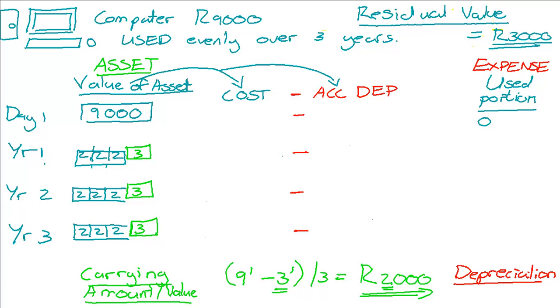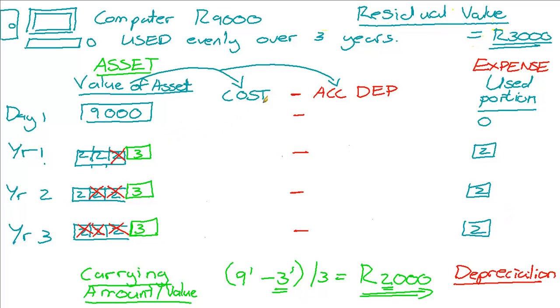Right, then in year 1 we're going to use the first 2,000 Rand. So there goes my first 2,000 Rand. My used portion is 2,000 Rand. In year 2 we're going to use the second 2,000 Rand as well. So there goes my second 2,000 Rand. It is now being used. And finally in the last year we are going to use the last 2,000 Rand. So I will be left with another 2,000 Rand that has been used.